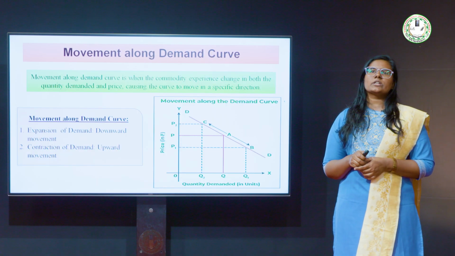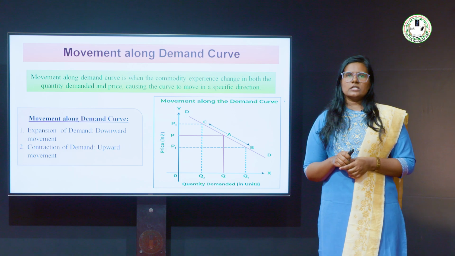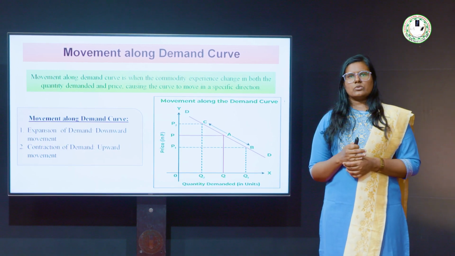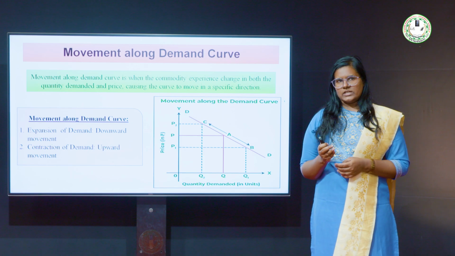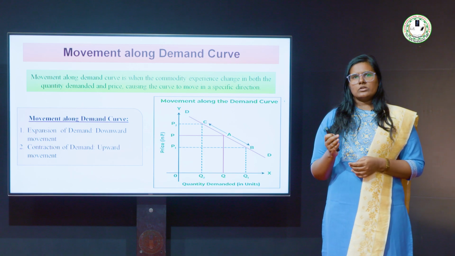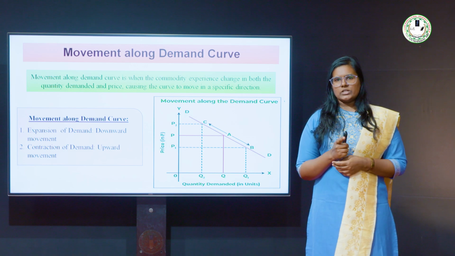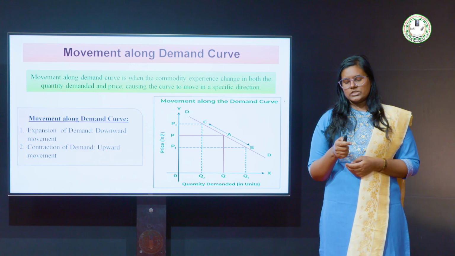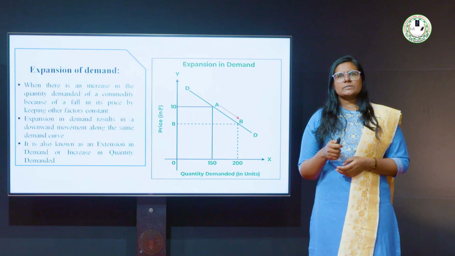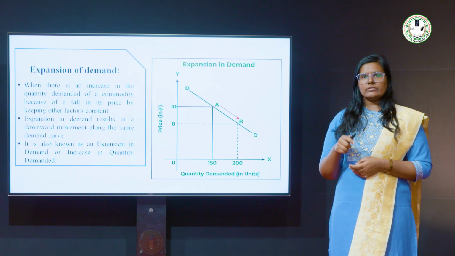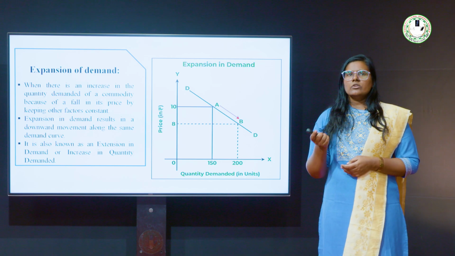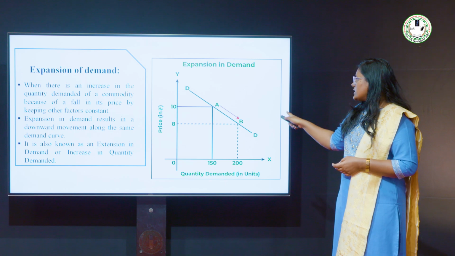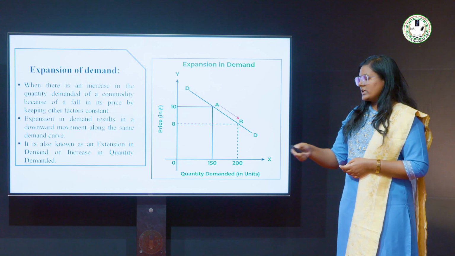Let's understand the movement along the demand curve. Movement along the demand curve is when the commodity experiences a change in both the quantity demanded and price, causing the curve to move in a specific direction. Movement along the demand curve is of two types. First is the expansion of demand, which is the downward movement, and the second one is the contraction of demand, which is upward movement. Expansion of demand occurs when there is an increase in the quantity demanded due to a fall in the price. Then the demand curve will move downward and it is called expansion or extension of demand.